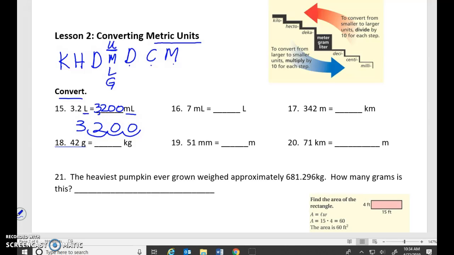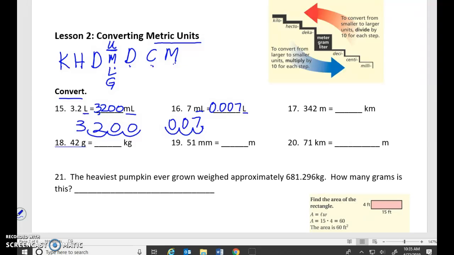Okay, number 16, I wrote down my 7 and there was no decimal there, but I know with a whole number the decimal is always at the end, right behind it. Okay? So I want to go from milliliters to liters. Milliliters are here and I want to go to here to liters. So that's 1, 2, 3 jumps to the left. Have to add in a couple zeros. And my new number is 0.007. And of course I add a 0 to the front to complete it.